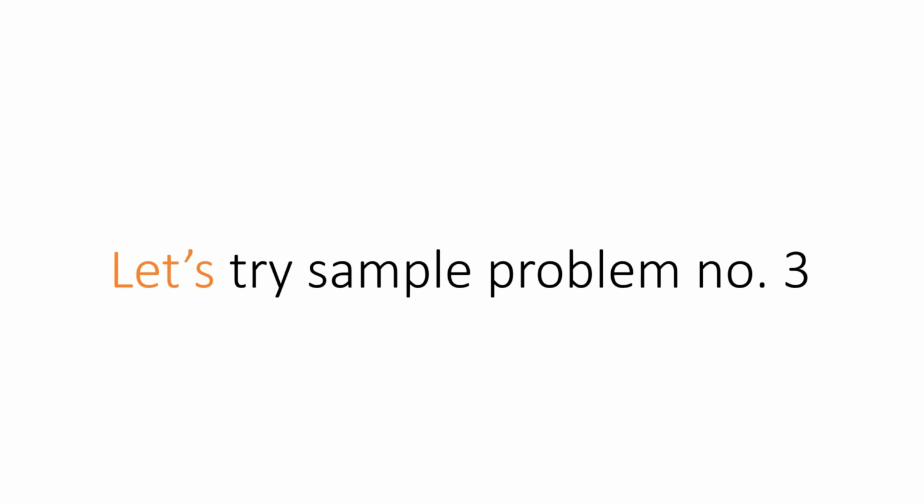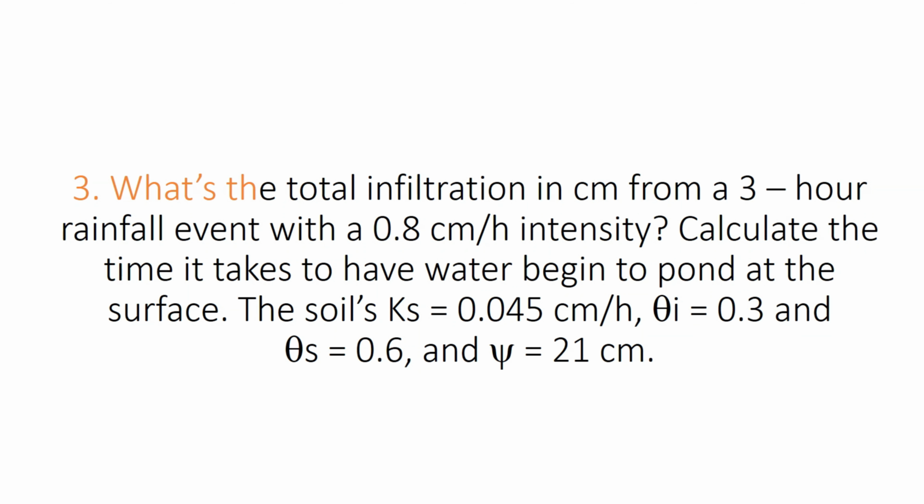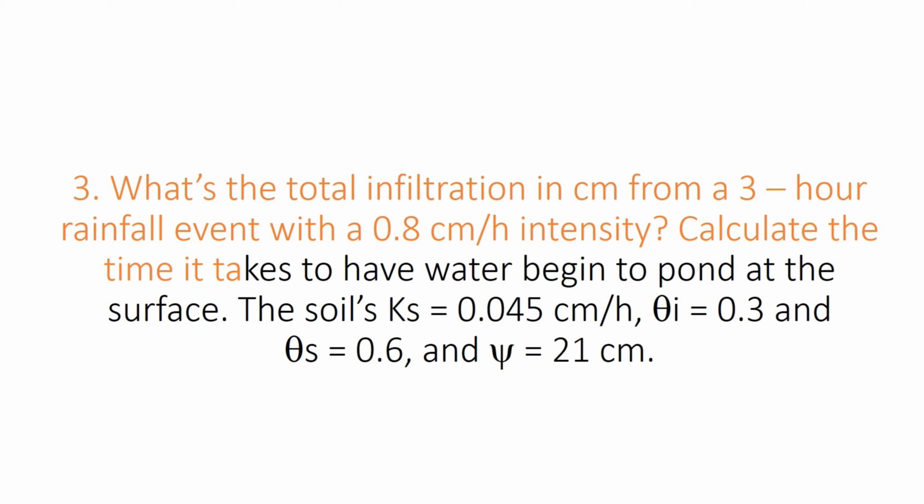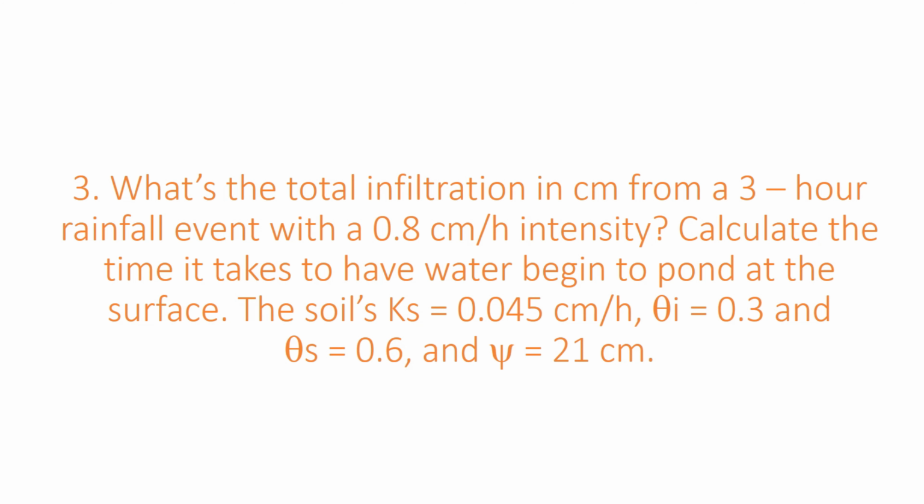Let's try sample problem number 3. What's the total infiltration in cm from a 3-hour rainfall event with a 0.8 cm per hour intensity? Calculate the time it takes to have water begin to pond at the surface. The soil's Ks equals 0.045 cm per hour, theta sub I equals 0.3 and theta sub S equals 0.6, and psi equals 21 cm.